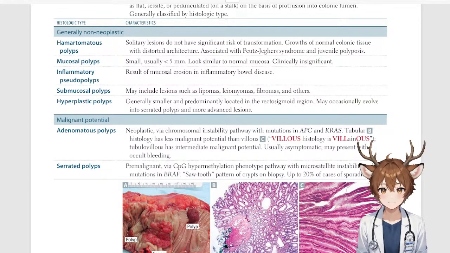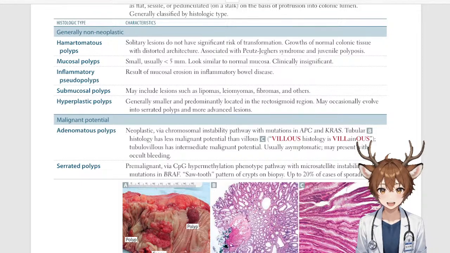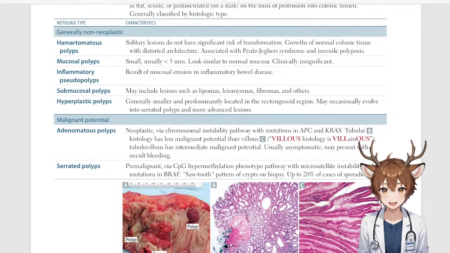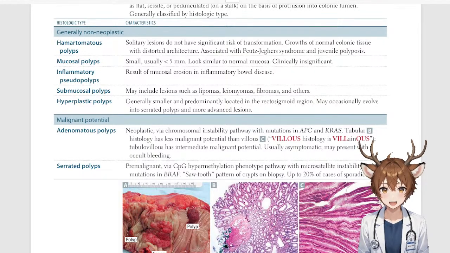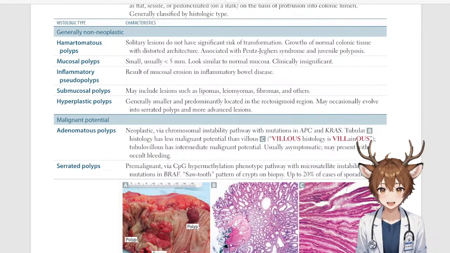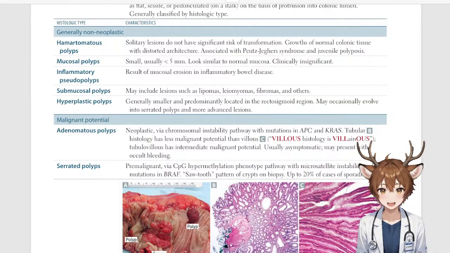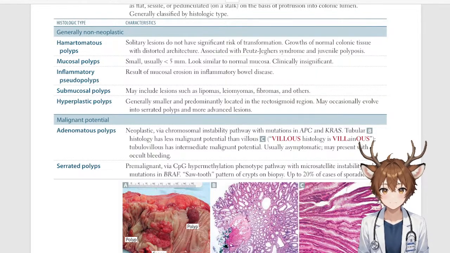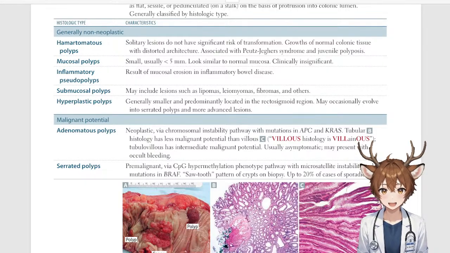Serrated polyps, neoplastic, characterized by CpG island methylator phenotype, CIMP, a cytosine base followed by a guanine, linked by the phosphodiester bond. The defect may silence a mismatch repair gene, for example, MLH1. Loss of MLH1 expression and mutations lead to microsatellite instability and mutations in BRAF, with sawtooth patterns of crypts on biopsy, up to 20% of cases of sporadic CRC.